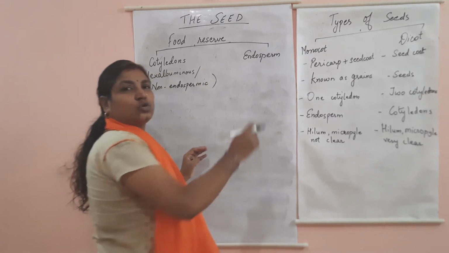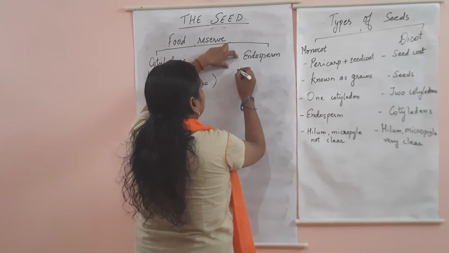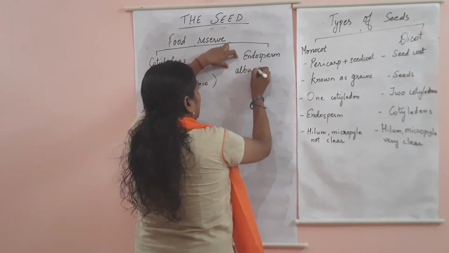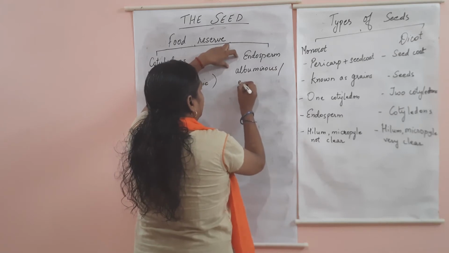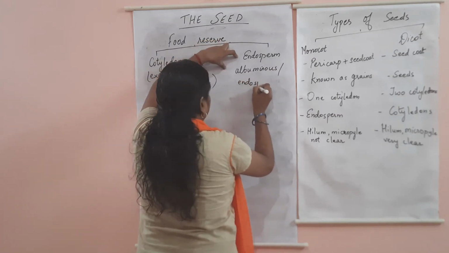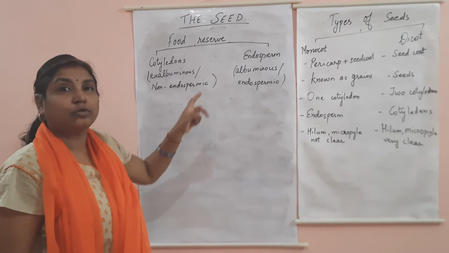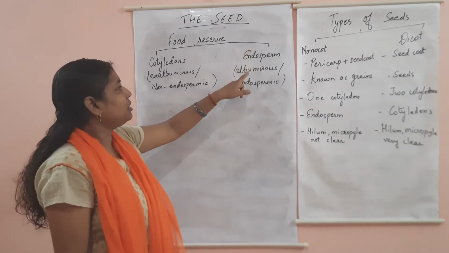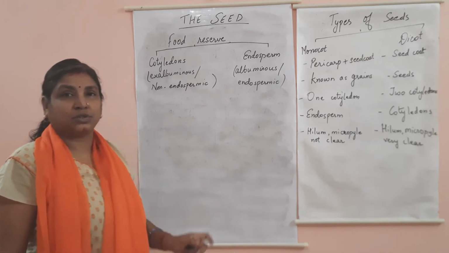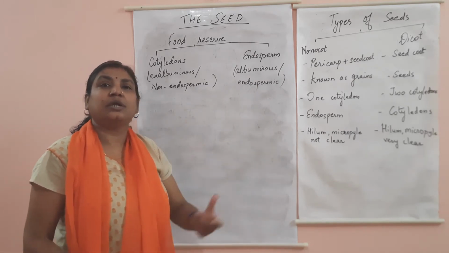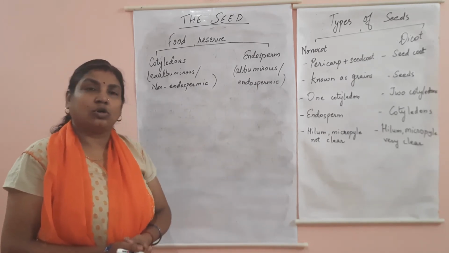If the food is stored in the form of endosperm, it is known as albuminous or endospermic seeds. Both kind of seeds can be seen in dicot and monocot seeds.